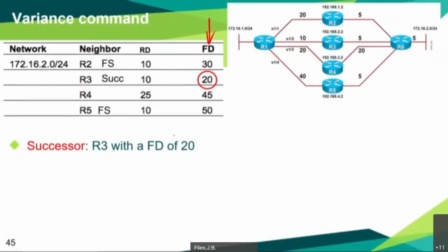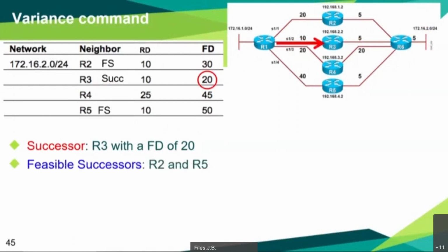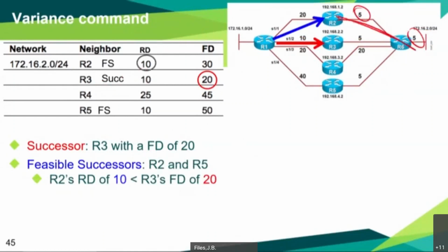The lowest one is through R3, so that's going to be our best path. That's going to be our successor. Our successor is R3 with a feasible distance of 20. That's the way we're going to go. We've got a couple feasible successors, R2 and R5. R2 has a reported distance of 10, 5 and 5, and 10 is less than 20, which means we know it's not looping through us.